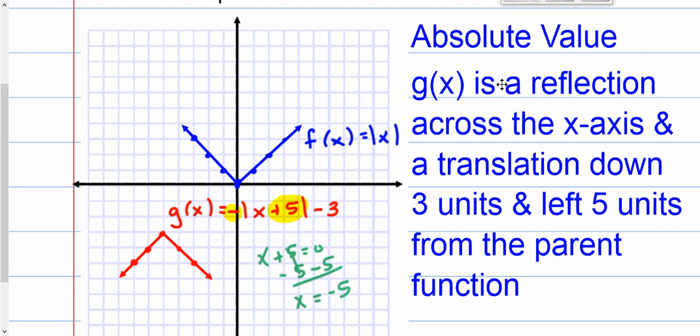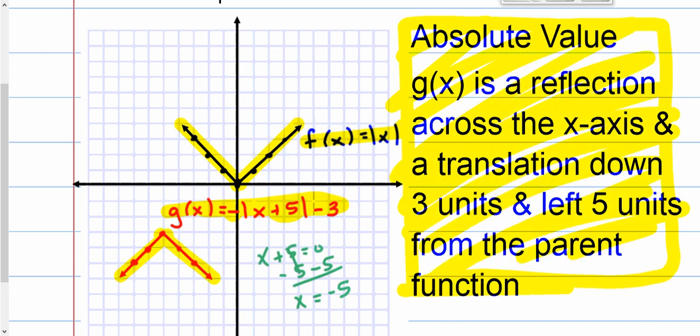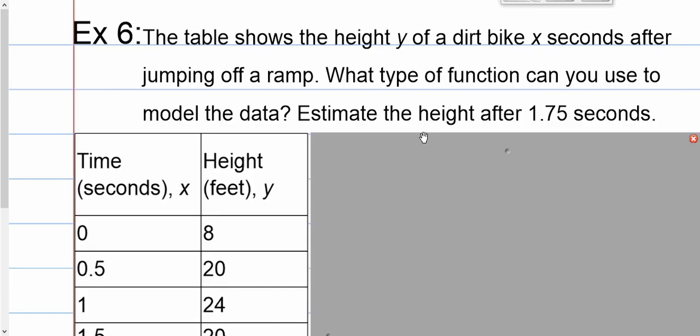So we have a reflection across the x-axis and a translation down 3 units and left 5 units from the parent function. So let's go ahead and highlight everything that is needed. We have our parent function and its label, our new function and its label, and then we have our description of all 3 of those transformations there. And don't forget, make sure that you highlight everything possible from your answer. Okay, so then now let's move on to example 6.